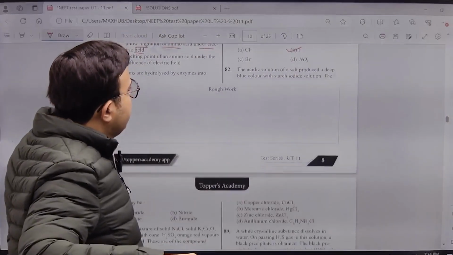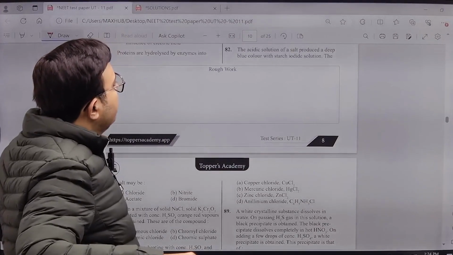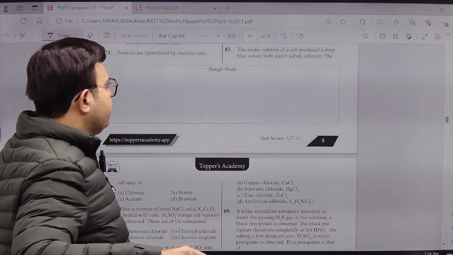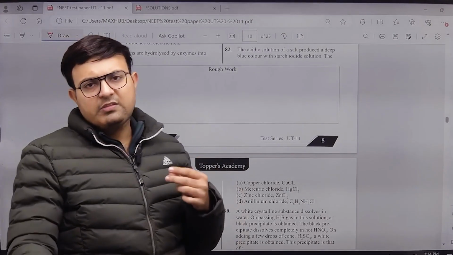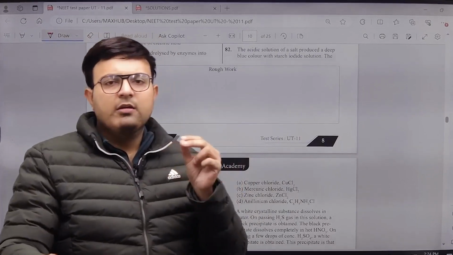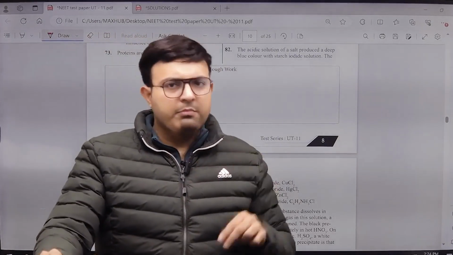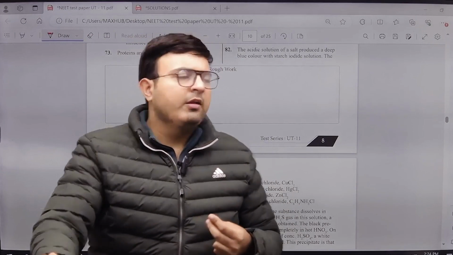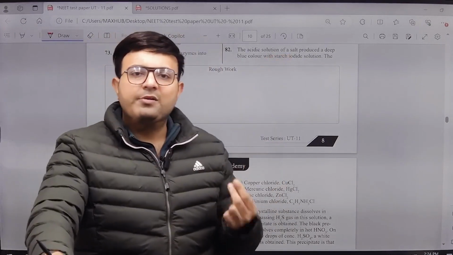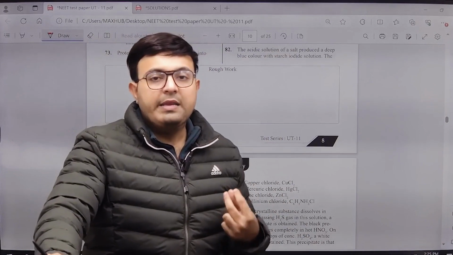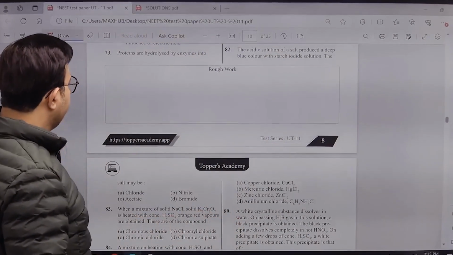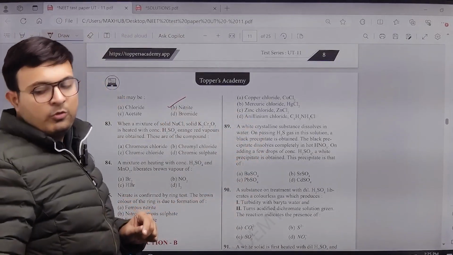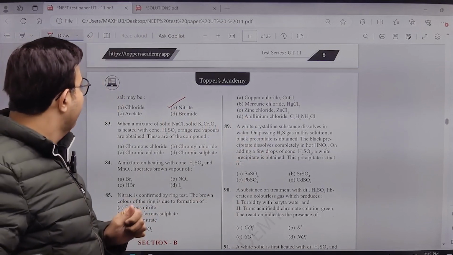Next question. The acidic solution of a salt produced deep blue color with starch iodide solution. Okay, so see, these tests are for specific cations and anions, and you will have to remember which ion gives which type of test. So now blue coloration in starch iodide solution will be given by nitrite. Which anion? Nitrite anion. So question number 82 will have answer B.